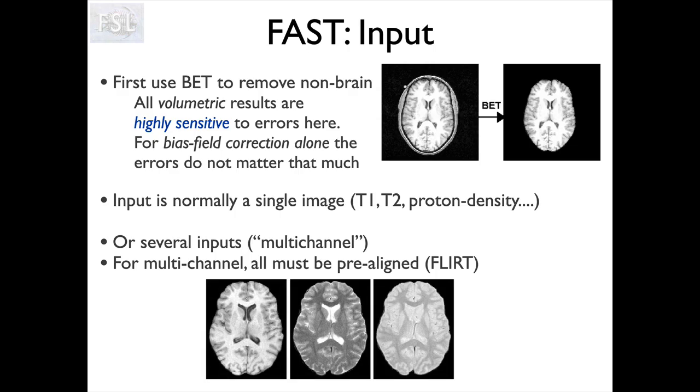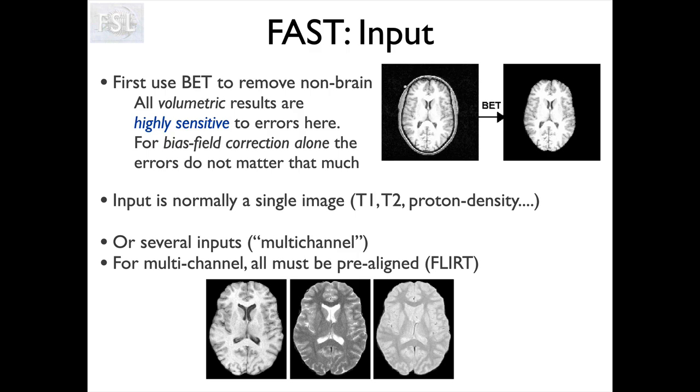And in that, we can feed it, say, a T1 weighted image and a T2 weighted image and a proton density. They all have to be aligned beforehand. We use our registration tools to do that. They all have to be brain extracted. But once we've done that, then we can actually put them all in together and they can all contribute to the segmentation. Typically, we don't do that.